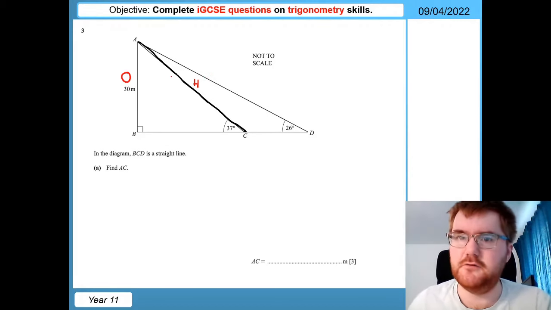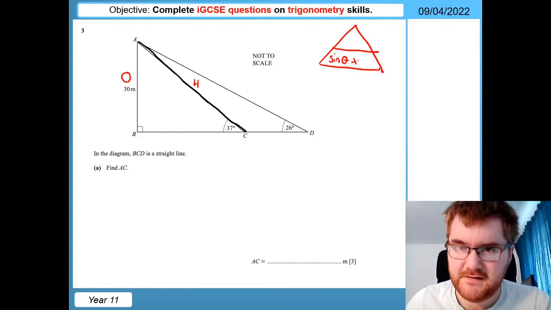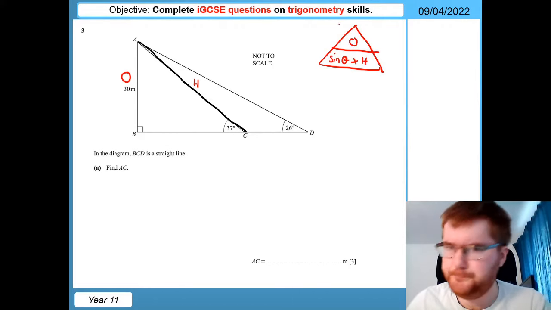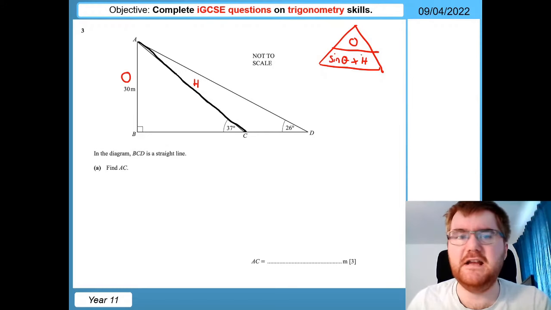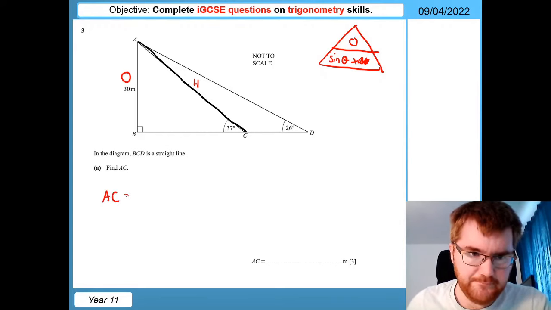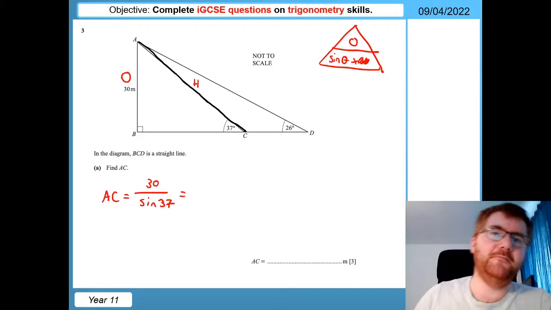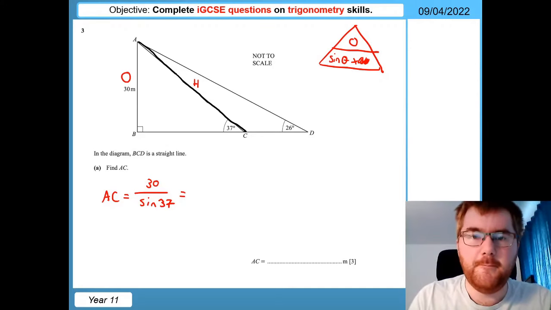So O is of course in the SOH category, just like the previous question. Nice follow on from what we just did. So H and O. This time we're looking for the H. So we'll cross out this and we're going to do this calculation on our calculator. The opposite divided by sine of the angle. So AC is equal to 30 divided by sine 37. This time it's not an exact value, so let's use that calculator.